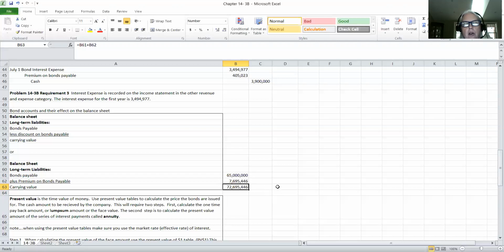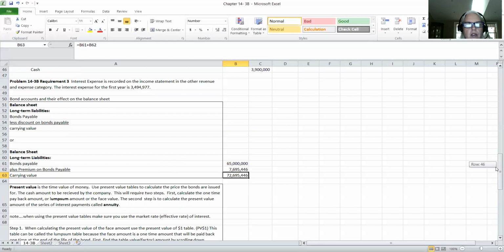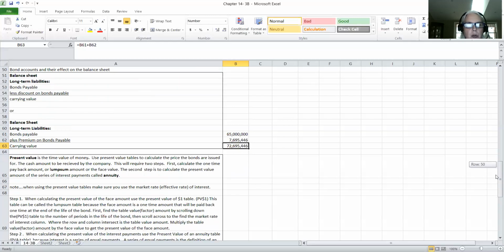So over the next 10 years, the life of the bond issue, we will be decreasing the premium, which will decrease the carrying value down to the face value at the end of the life of this bond. Now, even though they did not ask you to prepare the balance sheet portion, I thought that was something that you need to know how to do.